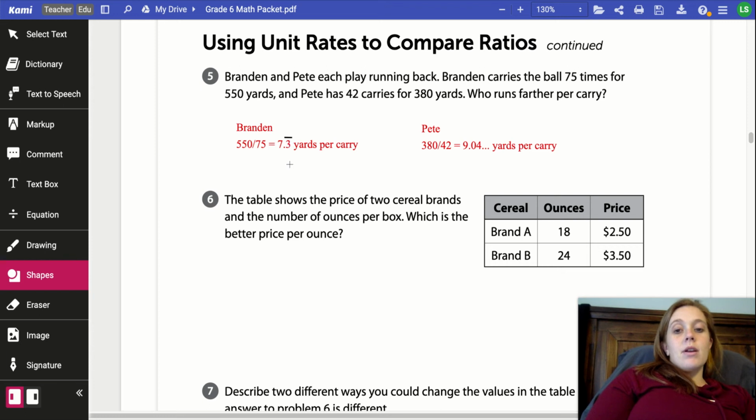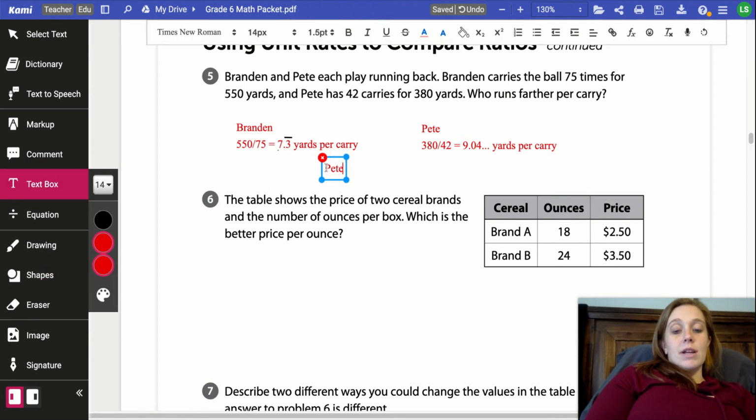on your paper. But then when I found Pete's unit rate, I could have stopped as soon as I got to this whole number right here for 7 and for 9. So as soon as I started this division process and saw that Pete was getting over 9 yards per carry and Brandon was getting 7 yards per carry, I already know that Pete is running farther per carry.